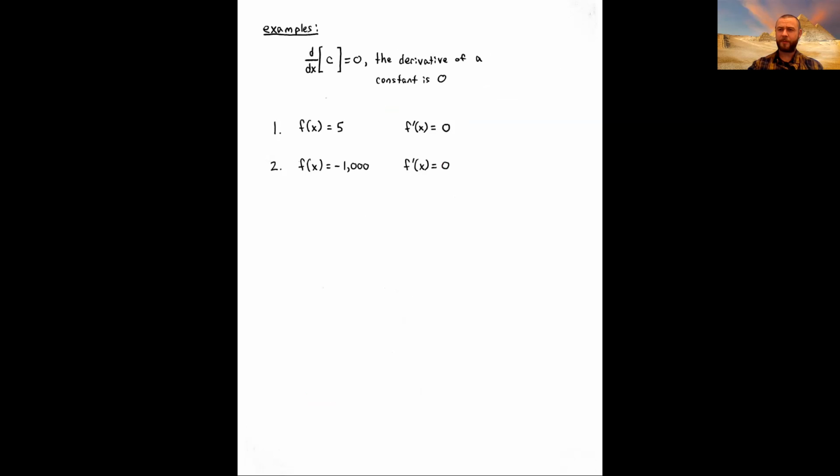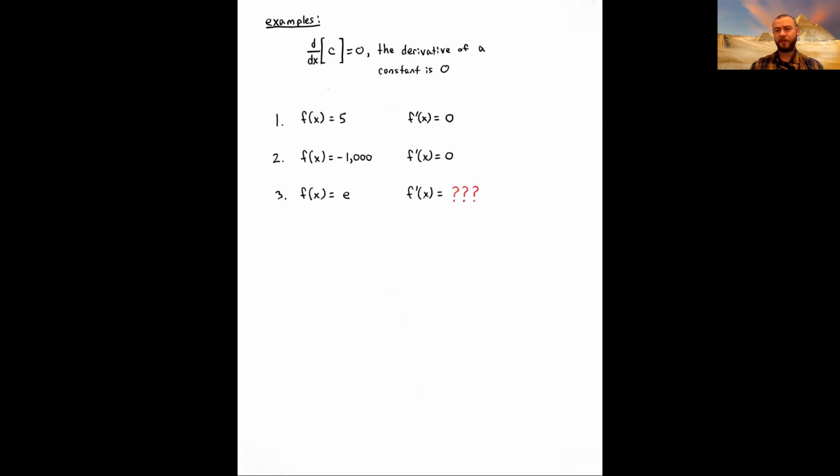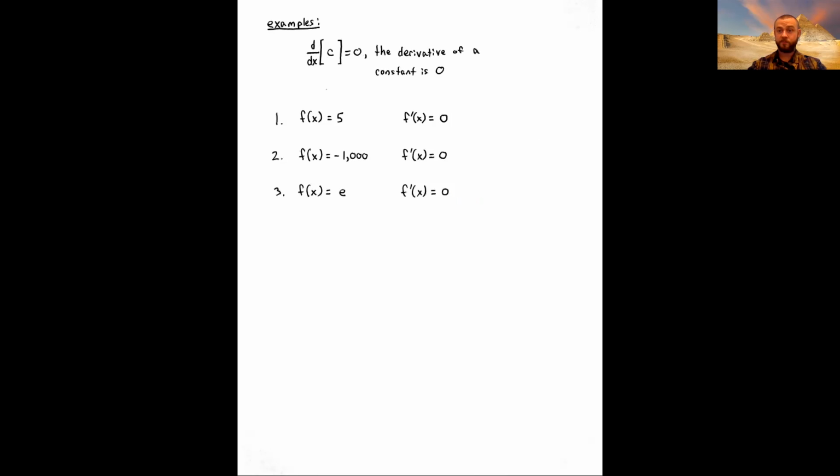Let's just hammer it in with a few more. Let's say your function f of x equals e. Notice this is not e raised to the x power. Here, e is just a number. It's approximately 2.72. What is the derivative of a constant? Well, 0 still.